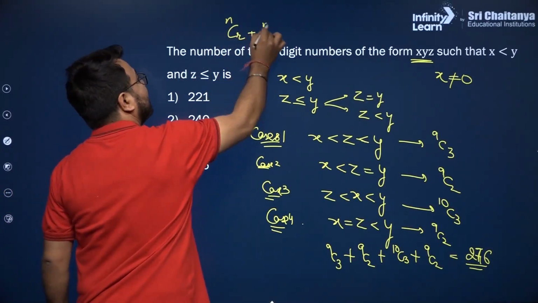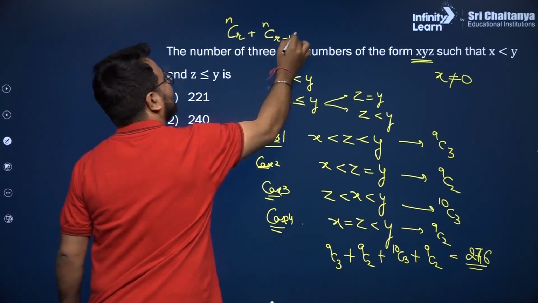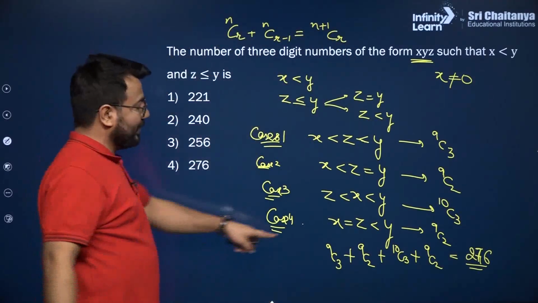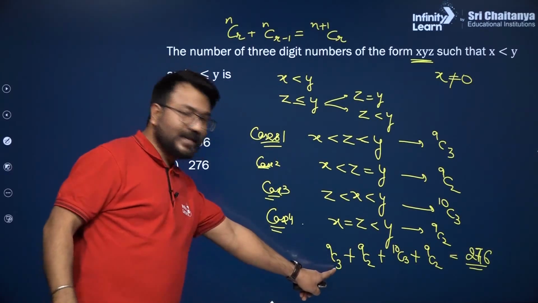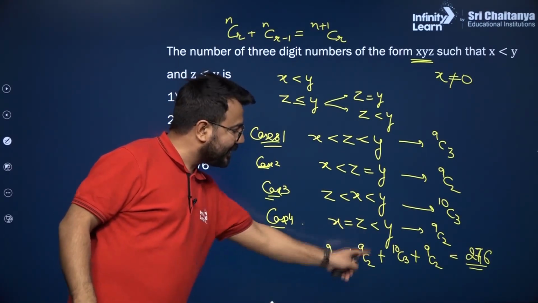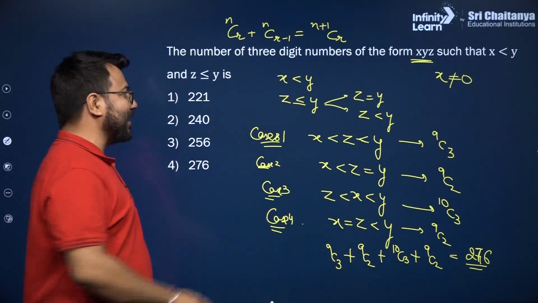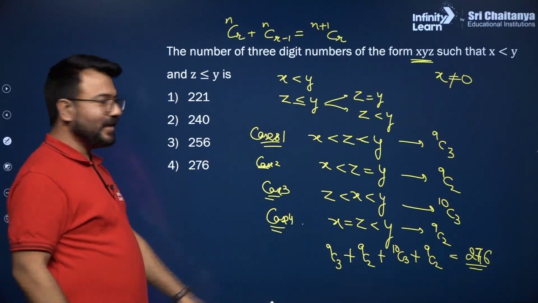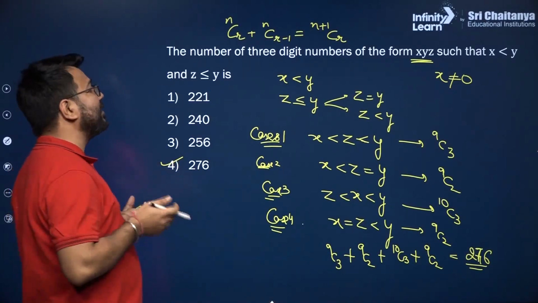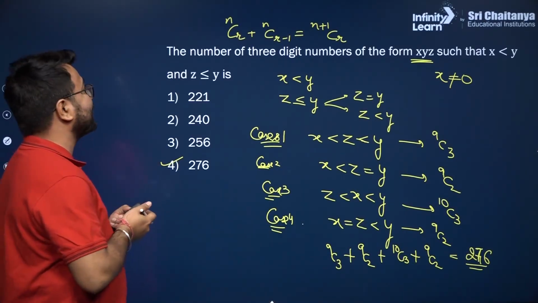nCr plus nCr minus 1 is equal to n plus 1 Cr. So we can apply the formula in this also, because if I consider r as 3, then r minus 1 will be 2. So basically this will be converted to 10C3. That will make our calculation simpler, and the final answer that we will obtain here is 276. I hope you are able to understand this. Moving ahead to the next solution.